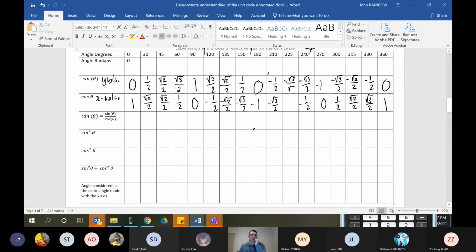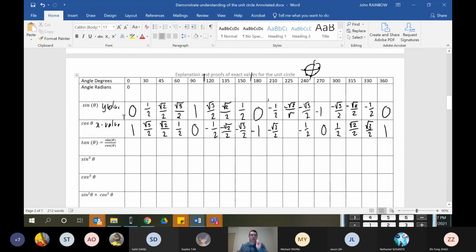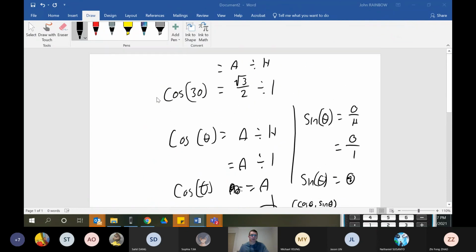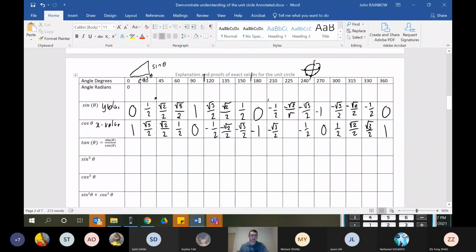Now, lastly, we said that tan is opposite over adjacent, so it's really sine over cos. And the reason for that is, when we talked about this, we're saying, hey, this is sine theta, and this is cos theta. And we also know that this is theta in here. So tan is opposite over adjacent, so it's sine divided by cos. That's why tan equals sine divided by cos.